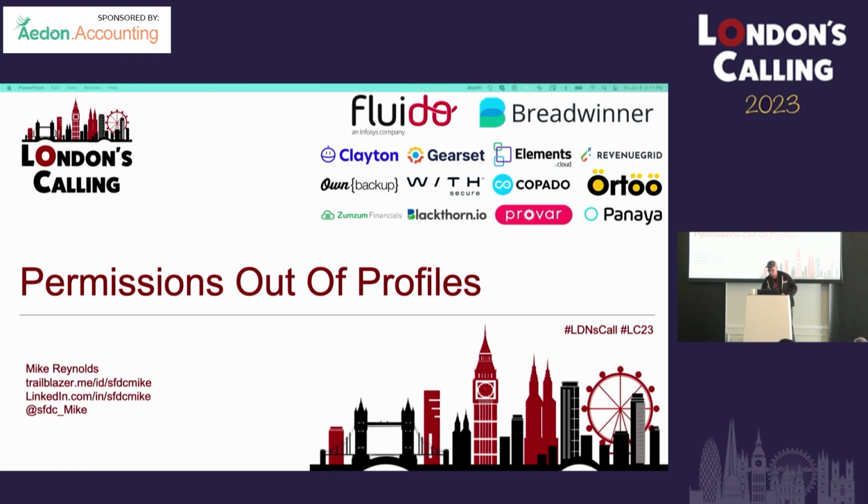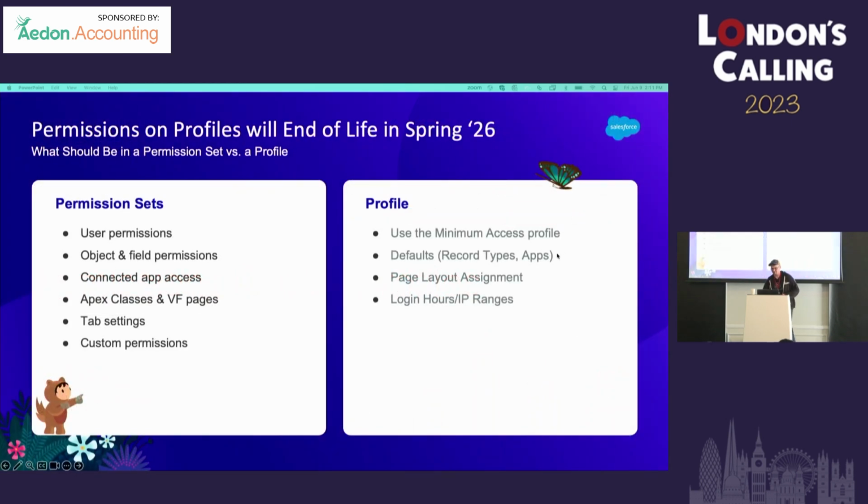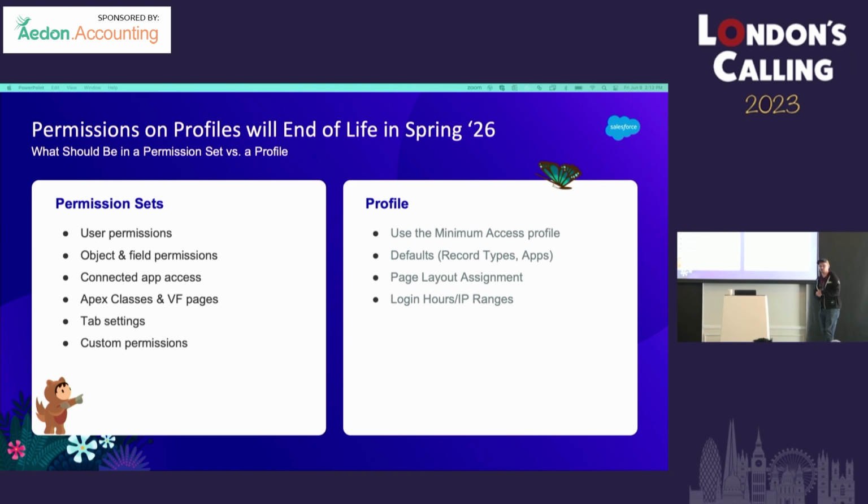Dear computer, go. There we go. So it has been announced that all of our permissions need to be moved off of our beloved profile, right? This is a bit of a problem. We do have some time, right? We've got until spring 26. That is not very much time.